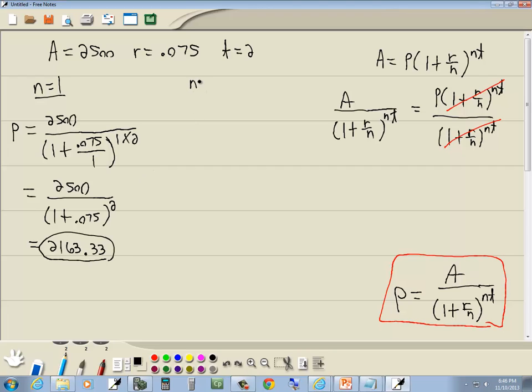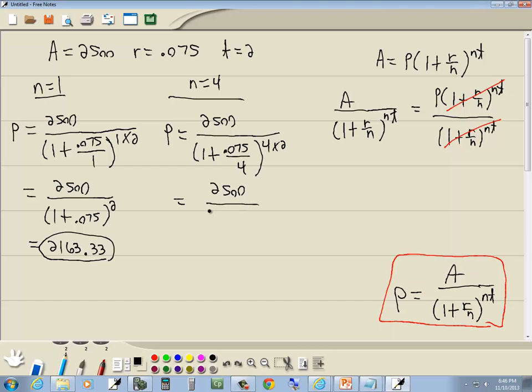Now next one, they tell us N is equal to 4. And we're going to plug it in the same formula. A is 2,500 over 1 plus R, which is 0.075, divide by N, which is 4, raised to the NT power, which would be 4 times 2. So that gives us 2,500 over 1 plus 0.075 over 4. 4 times 2 gives us the 8th power.